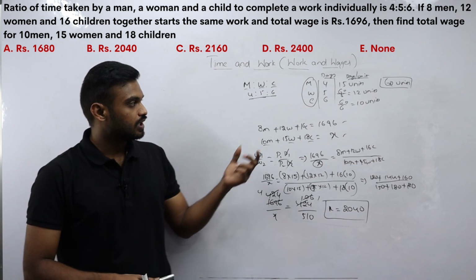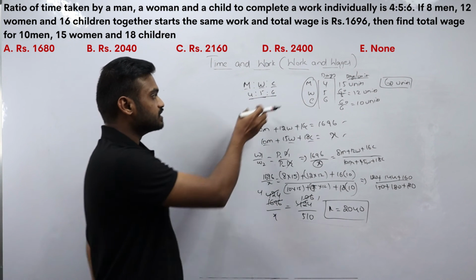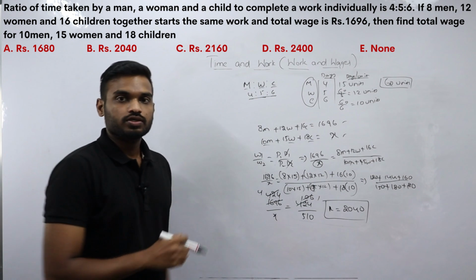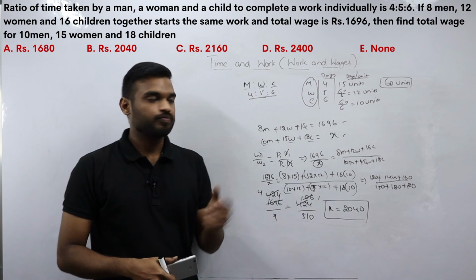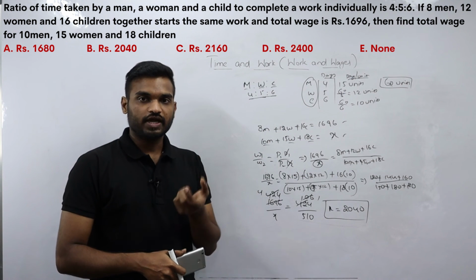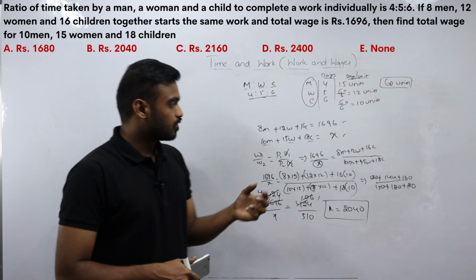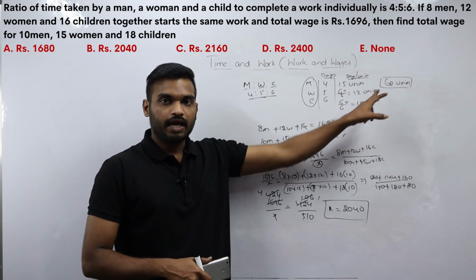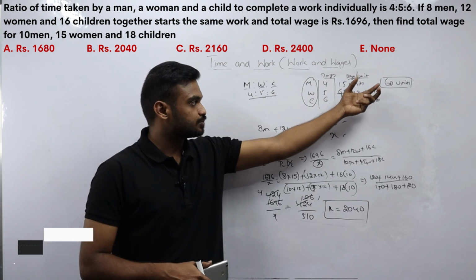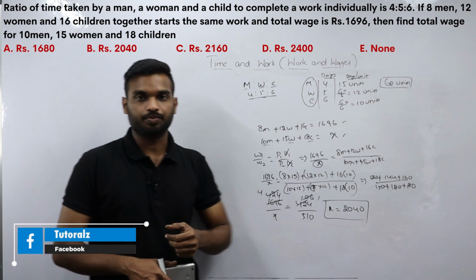Okay, I will explain once again. The total time taken is in the ratio 4:5:6. Now we need to find the efficiency of men, women and children to find the total wage for them. To find efficiency, we need the total amount of work done, that is 60 units. Then I find the efficiency from it and substitute it in the equation. So I will get X equal to 2040 rupees.